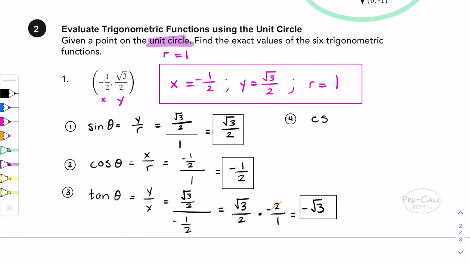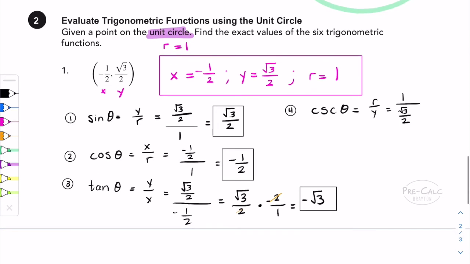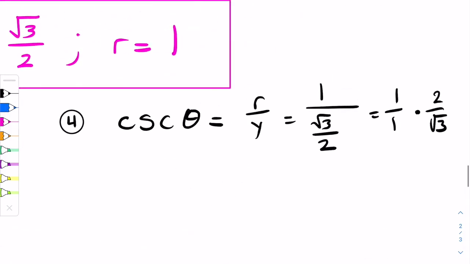The fourth value is your cosecant of theta. Cosecant is r over y. This is equal to 1 over the square root of 3 over 2. When you're dividing by a fraction, you can multiply by the reciprocal, so 1 over 1 times 2 over the square root of 3. The only problem here is that you do need to rationalize this. So you need to multiply the top and bottom by the square root of 3. This simplifies to 2 square root of 3 divided by the square root of 9, which simplifies to 3.